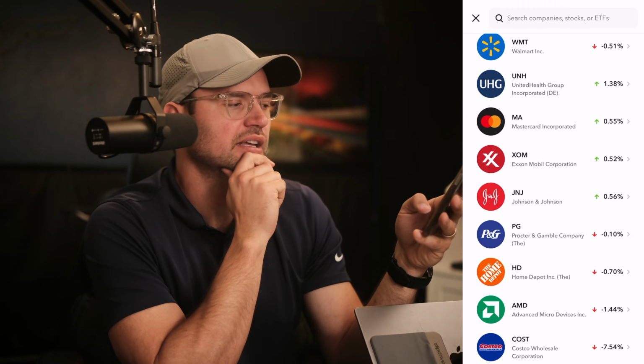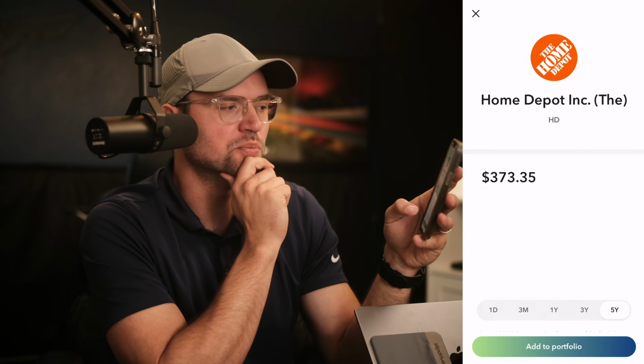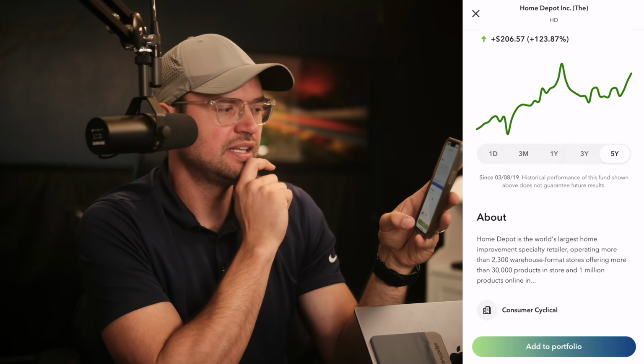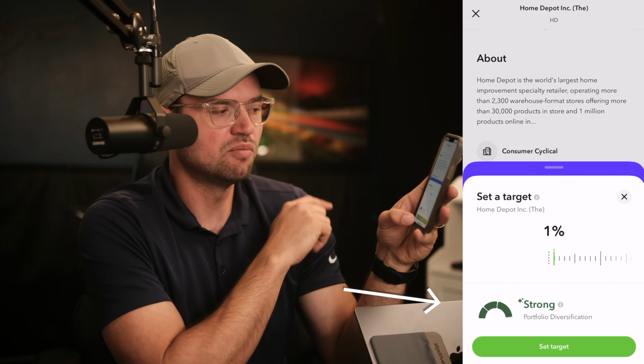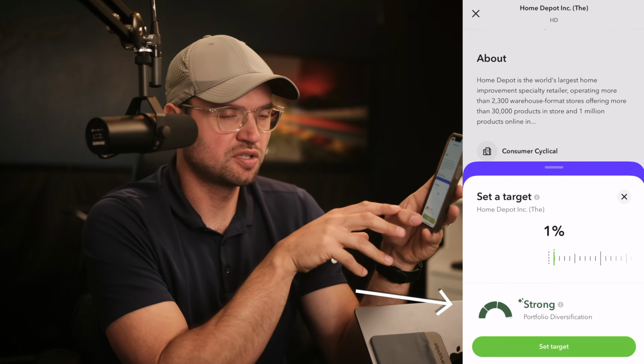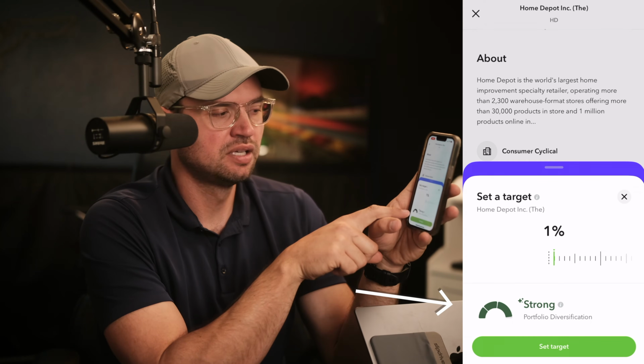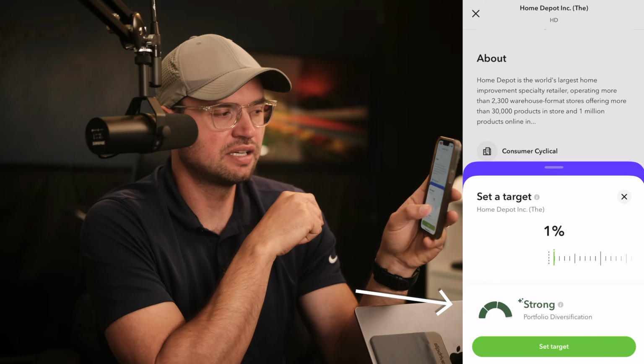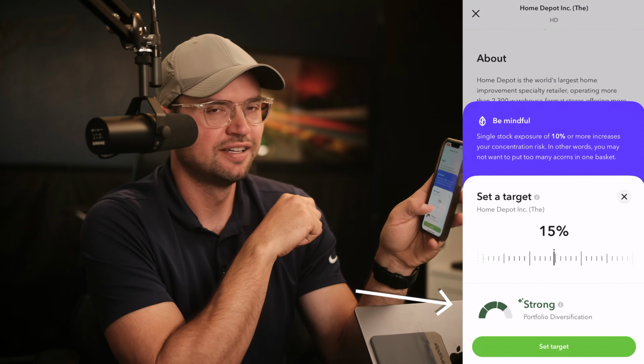I think for me, I'm going to get a little wild and I'm going to grab some Home Depot, add to portfolio, and then it's going to give us a little sliding scale here. And the more we invest in it, the less diversified we'll be. So watch this little chart on the bottom. I'm still strongly diversified right now. As I slide it over more and more and more, that chart's going down.